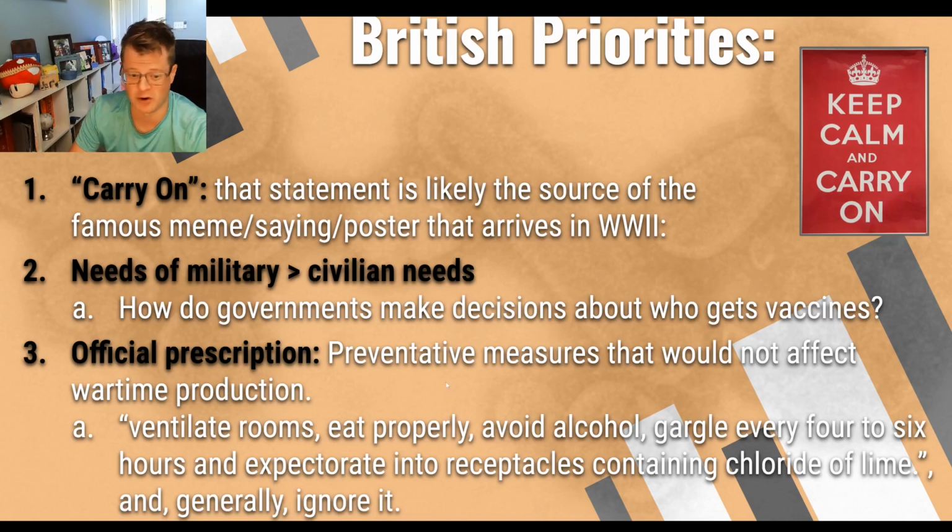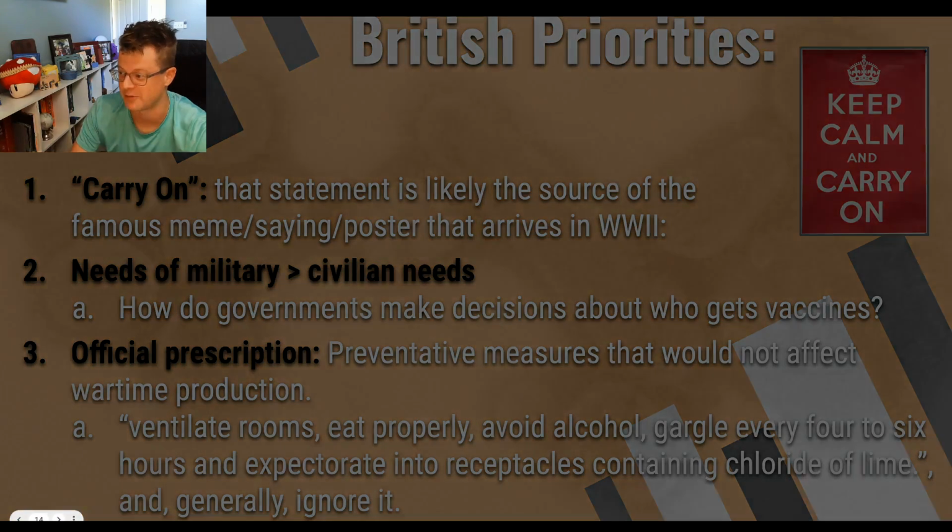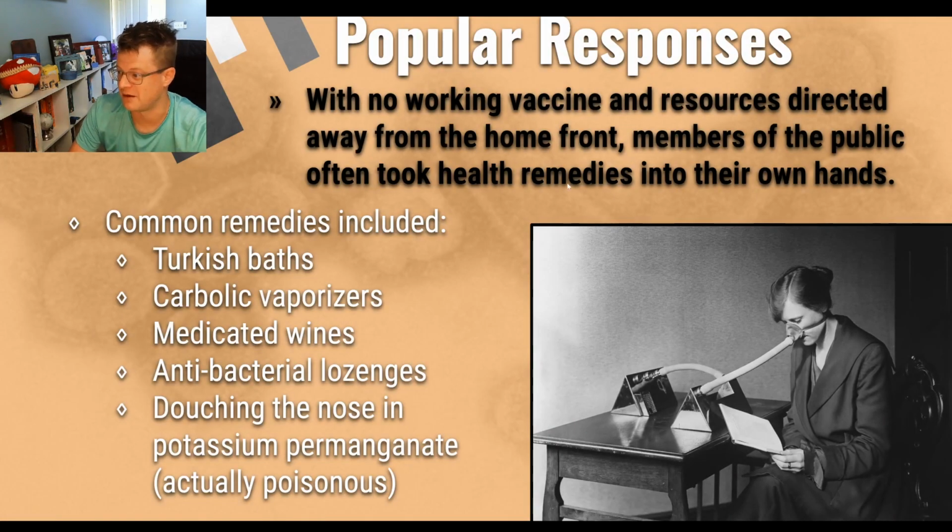And so if you're an average British citizen, you're like, okay, avoid people, ventilate rooms, eat properly, drink or don't drink depending on the person that told me what to do, and spit into trash cans. That's not much. You're feeling pretty powerless, right? And so members of the public really do take the health remedies that are available at the time. We would call these essentially quack medicine or homeopathic medicine. They just really take it into their own hands.